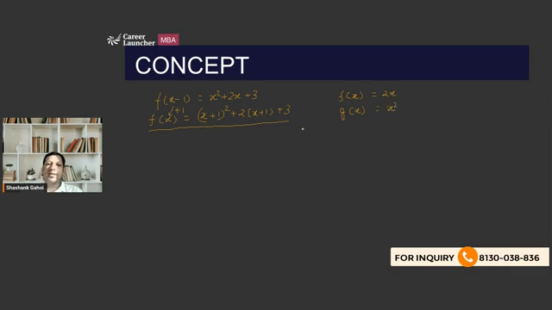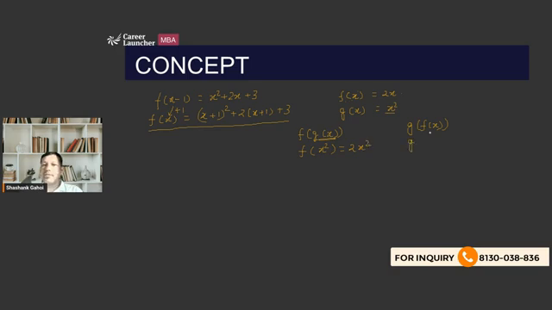Now the question says, what is f of g of x, or what is g of f of x? Let's calculate both values. The function g of x is equal to x square, so I'm going to replace it by x square. So f of x square. f of x is 2x, and f of x square is going to be 2 times x square.